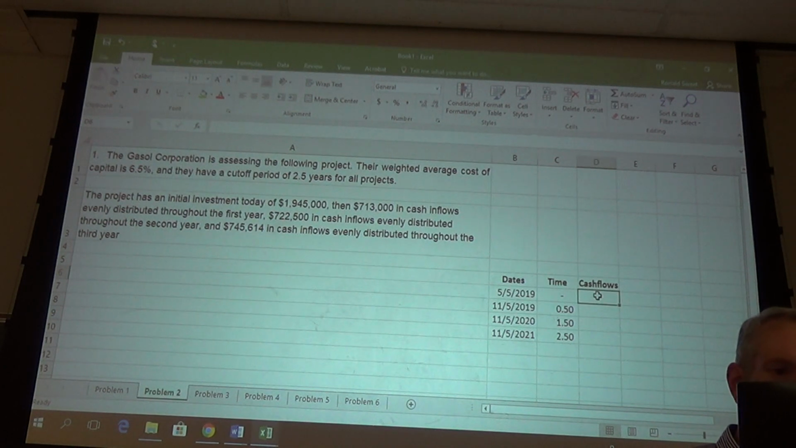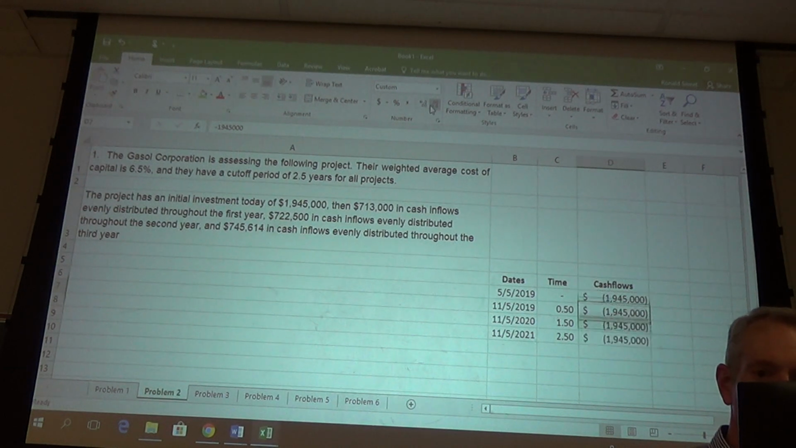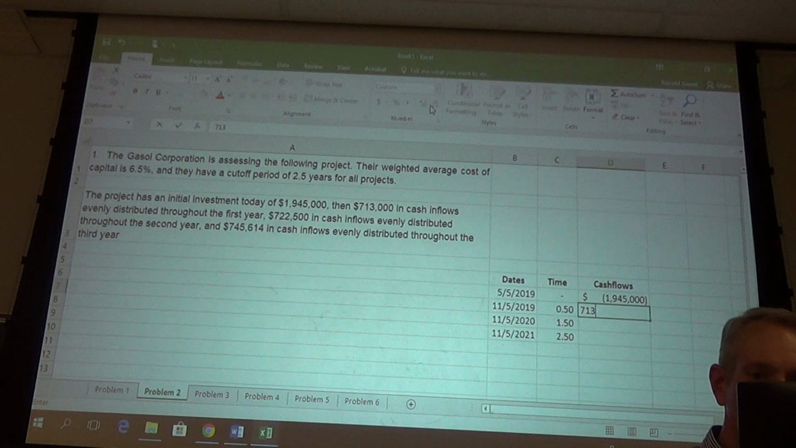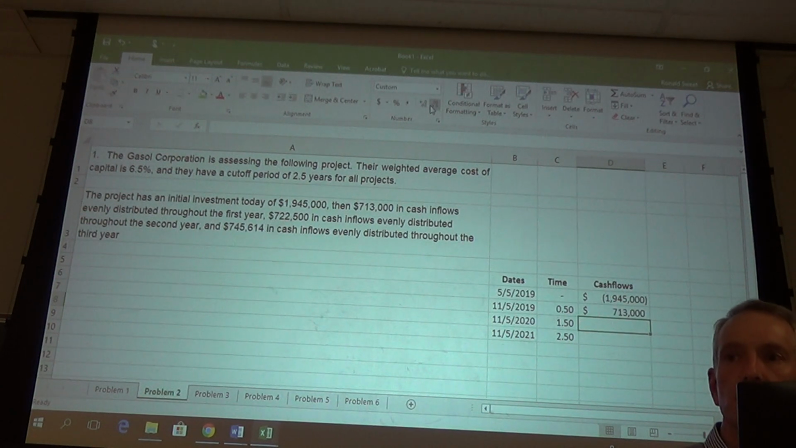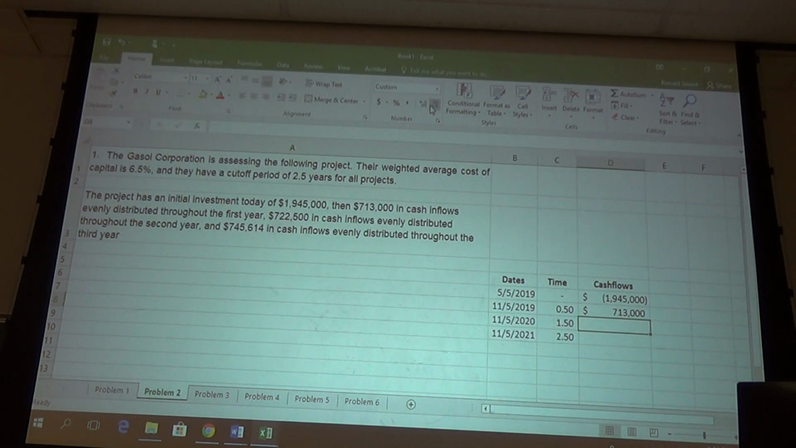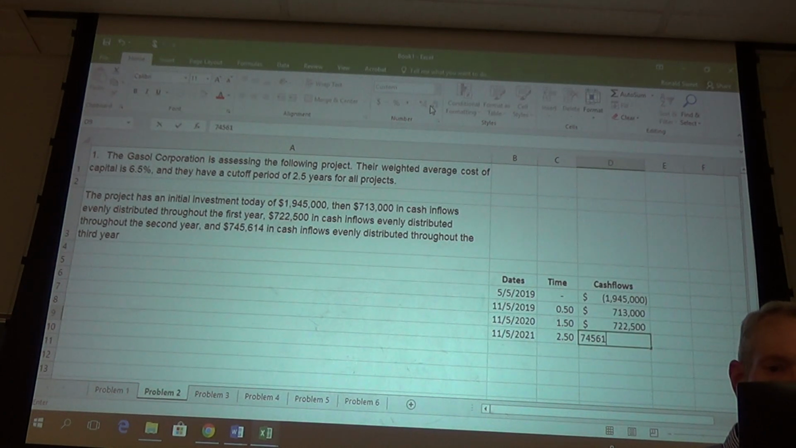So you just type them in. The first investment, the first time 0, they invest 1,945,000. And then they start getting inflows. They get 713,123 the first year. And then 722,500, and then 745,614.